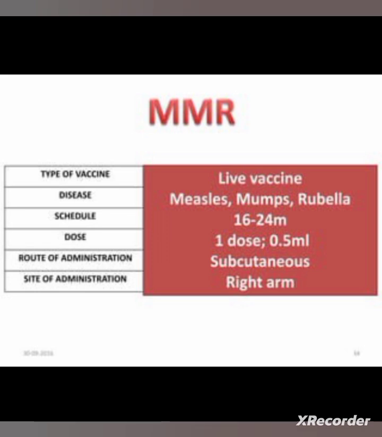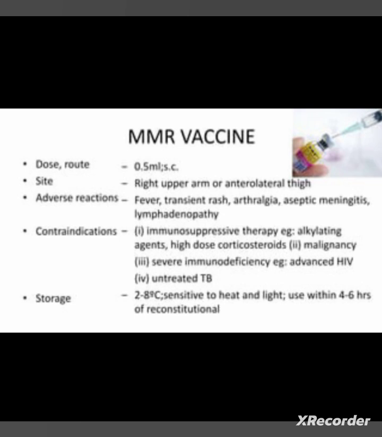The dose is 0.5 ml and it is given subcutaneously, usually in the right arm. The main contraindications of the MMR vaccine are immunosuppressive therapy, corticosteroid therapy, malignancy, and untreated TB. In these conditions, we are not giving the MMR vaccine. The storage of this MMR vaccine is 2 to 8 degrees Celsius, and it is very sensitive to heat and light.